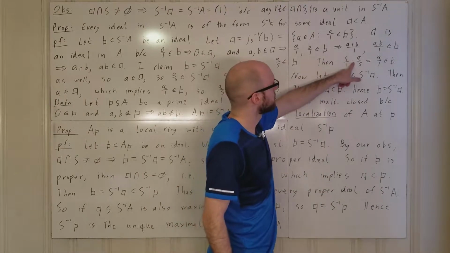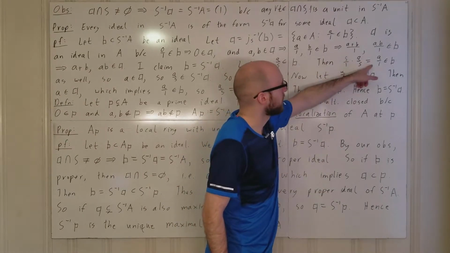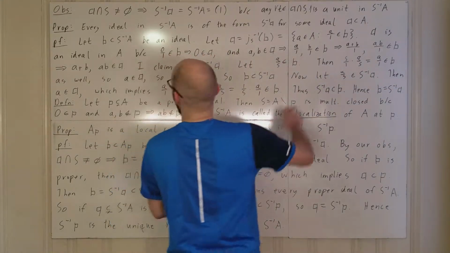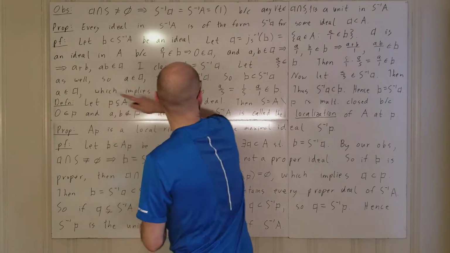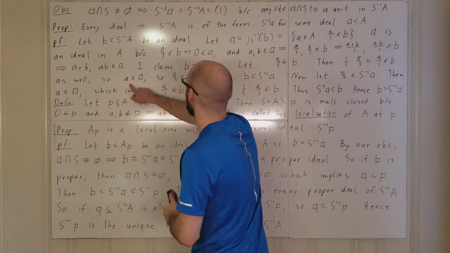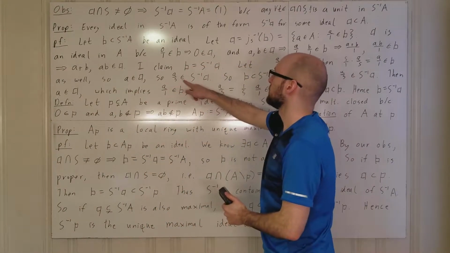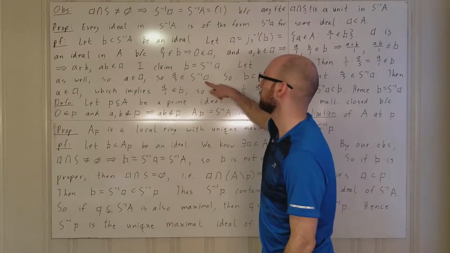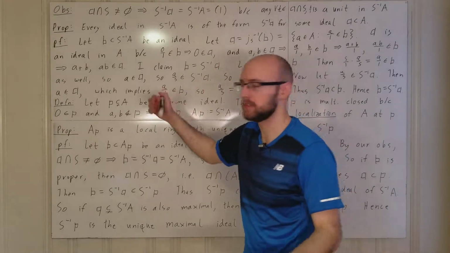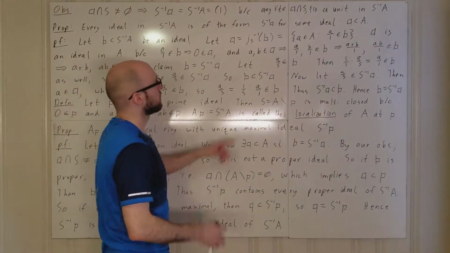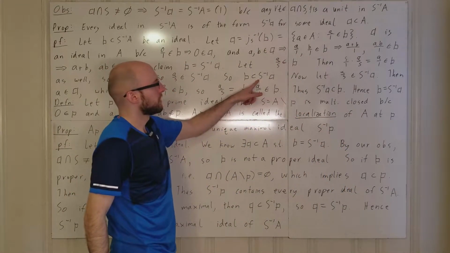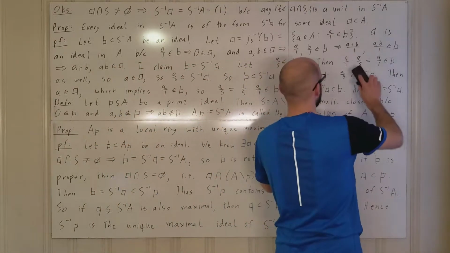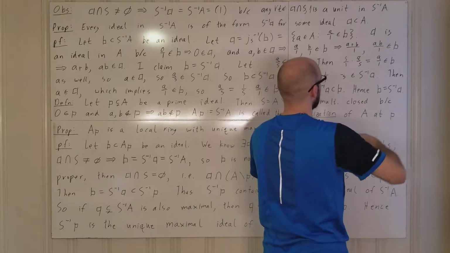So this times this just gives you a over 1, so that's in B. But if a over 1 is in B, that means that a is in A. So then a over s is in S inverse A, because this is just fractions where the numerator comes from A and the denominator comes from S. Okay, so we have the inclusion in one direction. Now we want to go the other way.